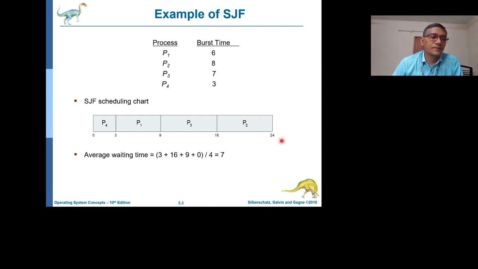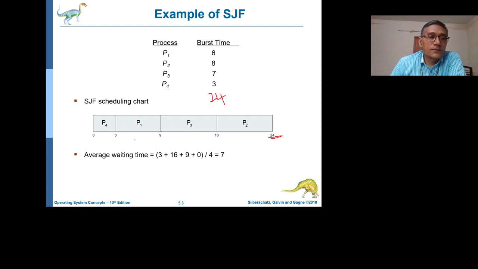As I mentioned previously in the FCFS example, when you add all the burst times, it should come to 6 plus 8 is 14, 14 plus 7 is 21, 21 plus 3 is 24. So 24 is the total burst time, and we are getting 24 in the Gantt chart also. So our Gantt chart is correct.